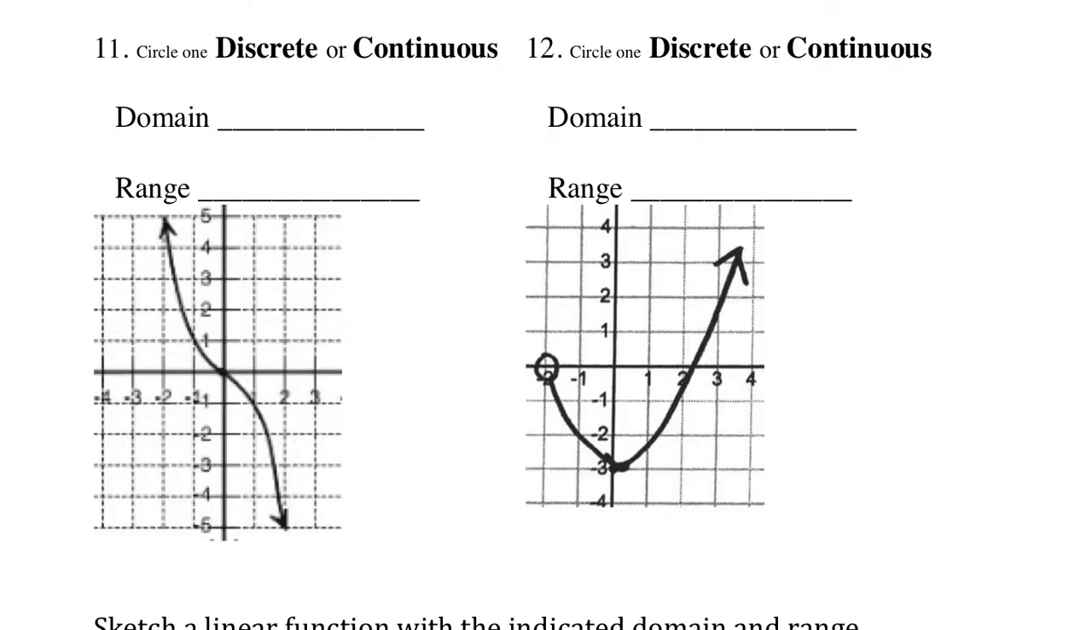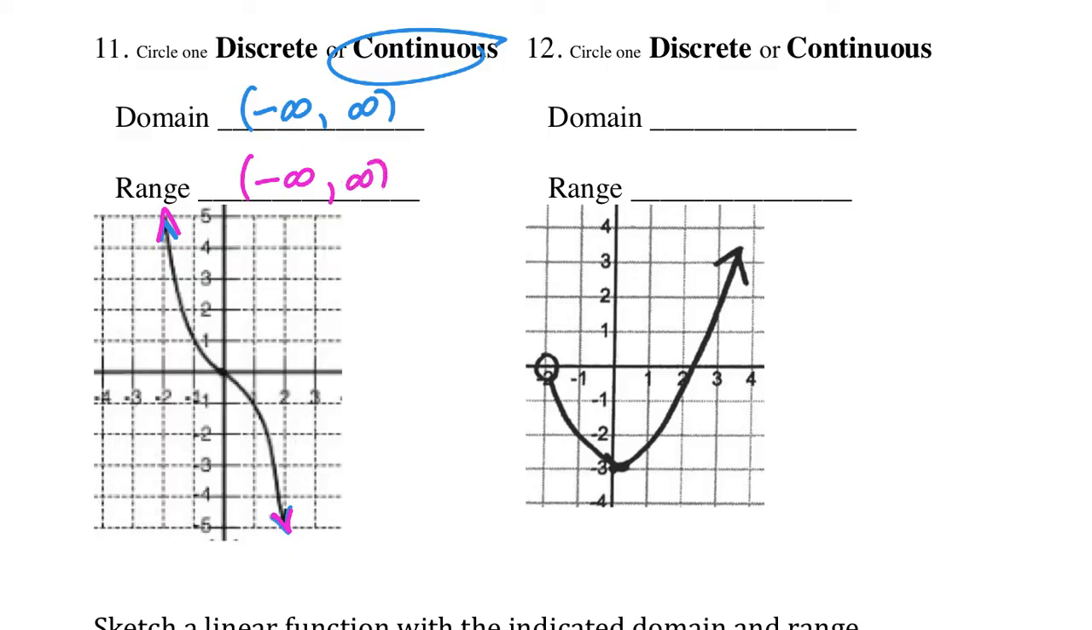Okay, try 11 and 12. Pause the video, check your answer when you're ready. Okay, this is continuous. On the left, left arrow, negative infinity. On the right, right arrow, positive infinity. For the range, lowest to highest. Lowest y value, down arrow, negative infinity. Highest y value, up arrow, positive infinity.